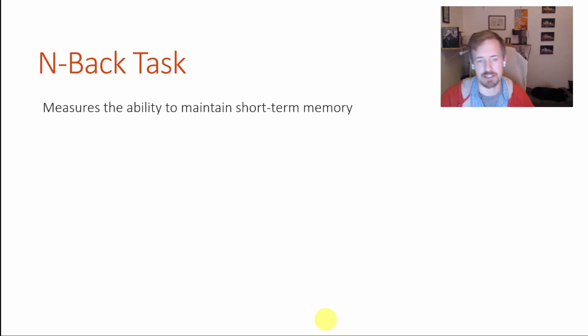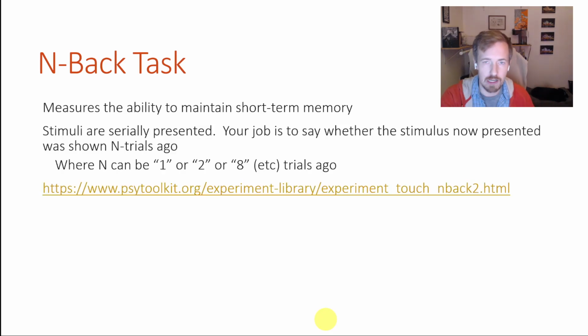The n-back task is a task that is going to come up in the research article for this unit about improving working memory. They use a double n-back task. This task is used to measure how good you are at what they call maintenance, so your ability to hold things in your short-term memory. Stimuli are presented one after the other, serially, and it's your job as the participant to say when the stimulus was presented. Was it one trial ago, two trials ago, etc.?